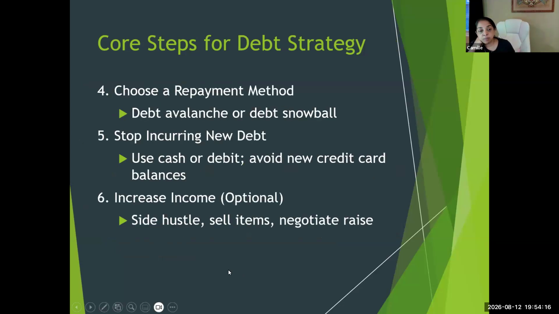Then choosing a repayment method. Once you figure out what your credit cards are, how much you owe, what the minimum payment is, and when they're due, now you've got to figure out, okay, which one am I going to tackle first? Which one am I going to get rid of first? So there's two methods. One's called the debt avalanche, and the other one is the debt snowball. I'll go through the two types in the next slides. And that's preference. Whatever way you feel that you need to tackle this, some people choose either method.